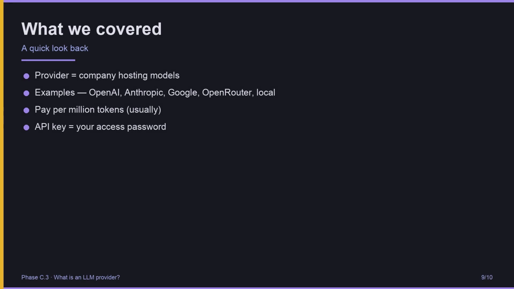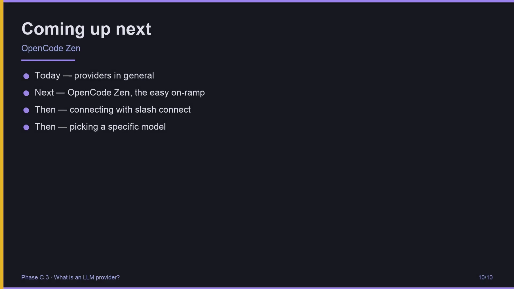Quick recap. A provider is a company hosting models. Examples, OpenAI, Anthropic, Google, OpenRouter, and local options. You pay per million tokens, usually. API key is your access password. Coming up next, OpenCode Zen.